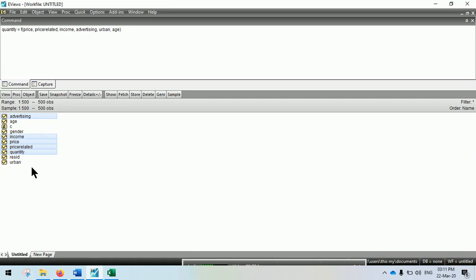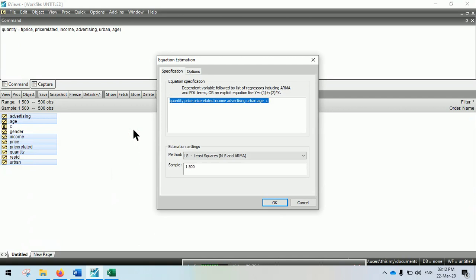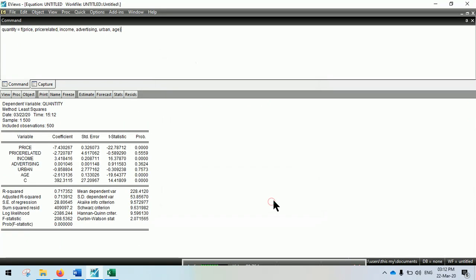Then we have urban. Then we have age. So right click, open as equation, and it's already written here. I just press OK. I have my equation. First thing that I have to look at is here, the F statistic. This probability of F statistic must be less than 0.05, or otherwise our model will be insignificant. So we must make sure that the model is significant, otherwise it does not make sense.